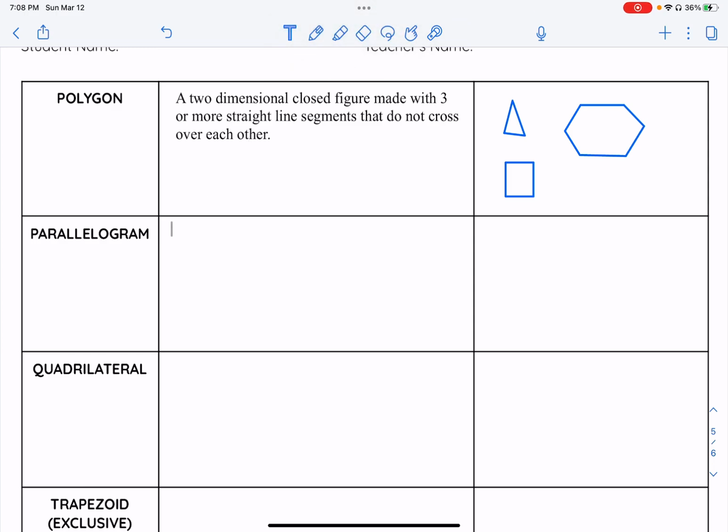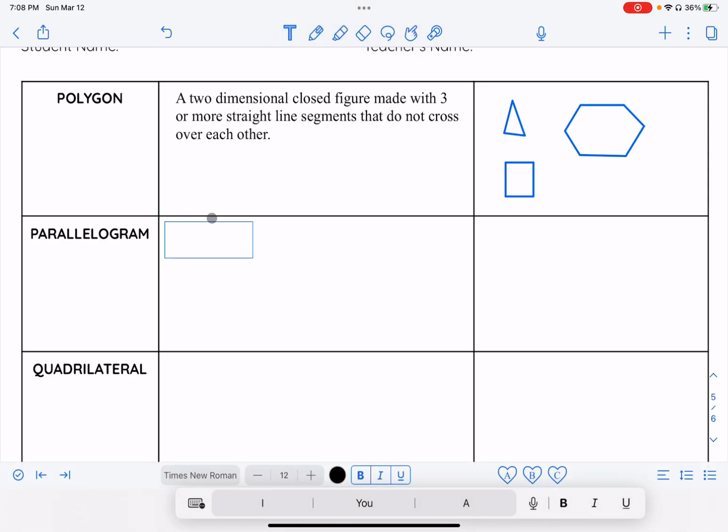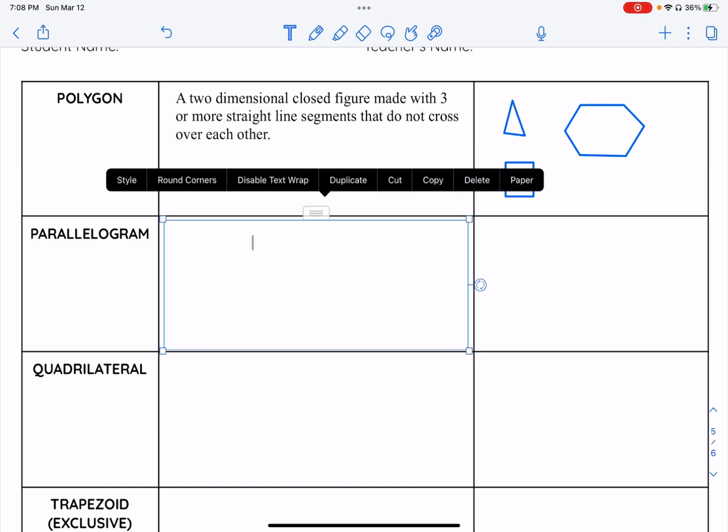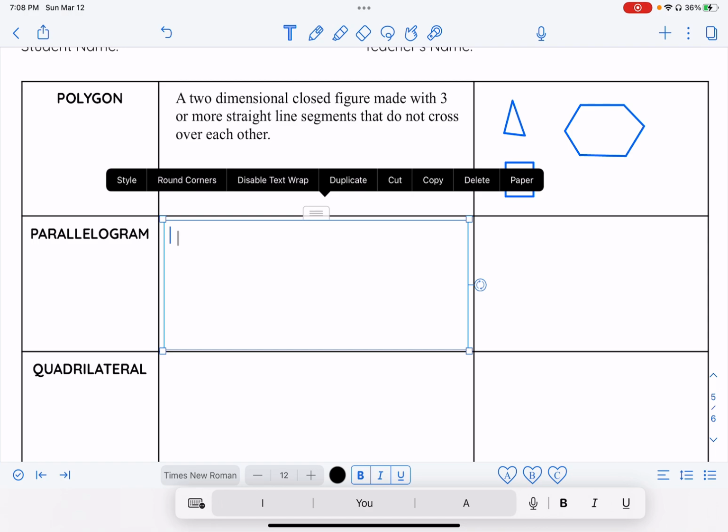Our next one is a parallelogram. And we do know what parallel lines are. Remember, parallel lines never meet. So we're going to use that to help us define a parallelogram. It is a four-sided plane figure with opposite sides parallel.